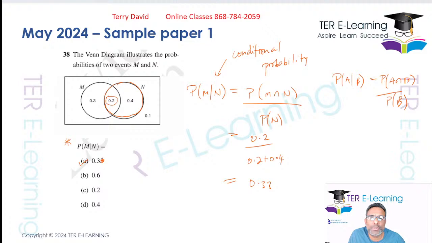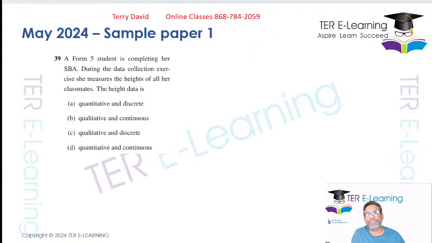Question 39. A Form 5 student is completing her SBA. During the data collection exercise, she measures the heights of all her classmates. What can you say about the height data here?